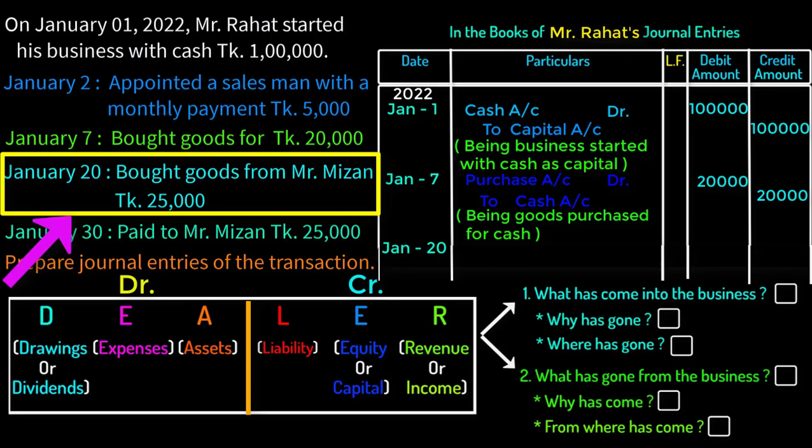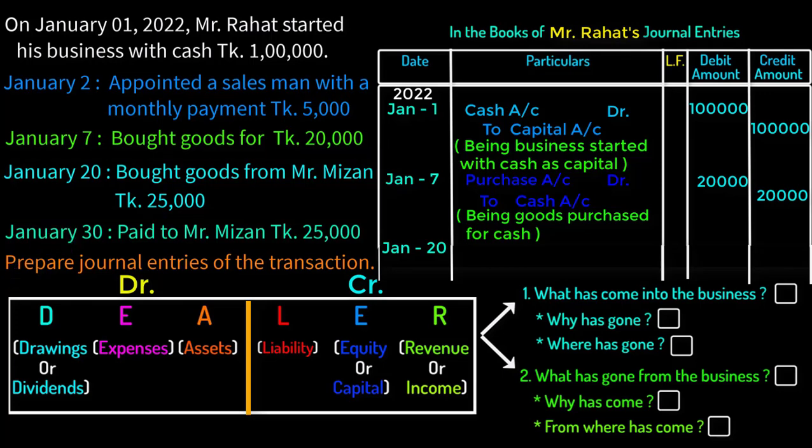As this transaction is a credit transaction, instead of the person's name, you will have to write either accounts receivable or accounts payable. See, for purchasing goods on credit means the company will have to pay the money in future to Mr. Mizan. That means for this transaction, instead of the name Mr.